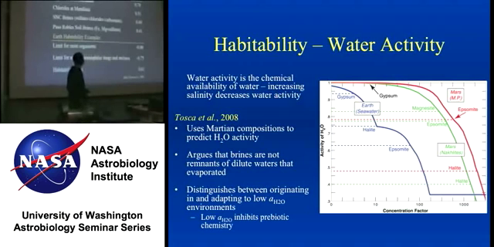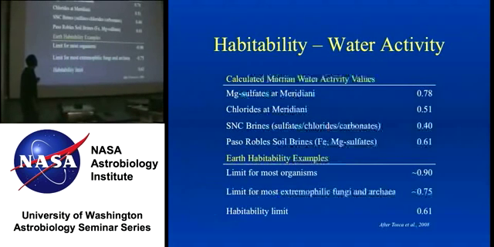And to summarize that in the chart, we have the water activity values for the sulfates at Meridiani, chlorides at Meridiani, Martian meteorite brines, and Paso Robles, which is in Gusev Crater of the Columbia Hills, soil brines. And he comes up with these numbers for water activity, which are actually very low. And for comparison, if you're looking at Earth organisms, the limit is 0.9. For extremophilic fungi and archaea, 0.75. And the actual limit, the record, is 0.61.